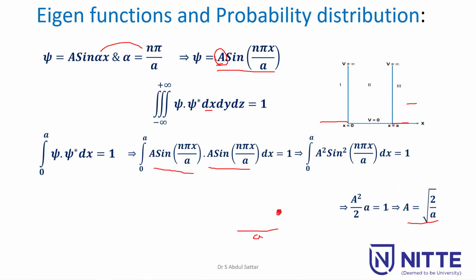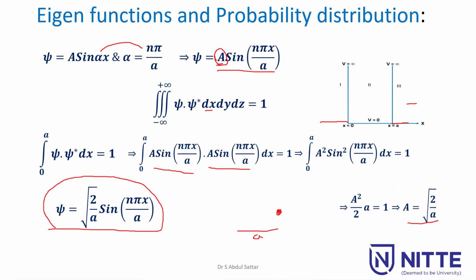So the wave function becomes psi equal to root 2 by a sin n pi x by a. Now we are going to discuss how this wave function distributes among the different energy levels and how the probability distribution takes place here.